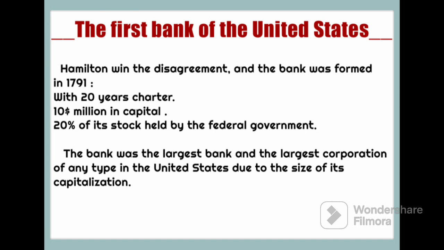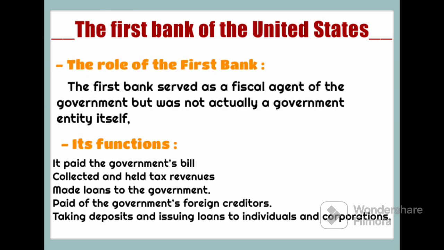Hamilton won this argument and the bank was formed in 1791, with a 20-year charter, $10 million in capital, and 20% of its stock held by the federal government. The bank was the largest bank and the largest corporation of any type in the United States, due to the size of its capitalization. The role of the first bank.